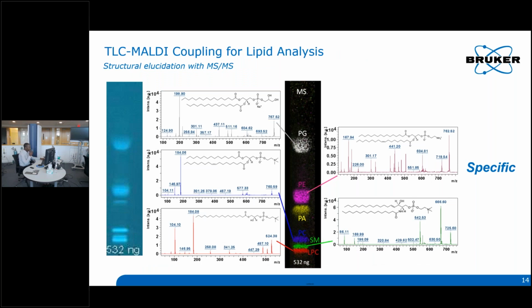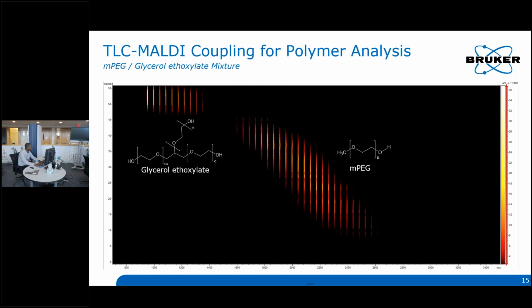Even further, you'll have the ability to select a precursor ion on each one of these components, and then perform an MS/MS experiment on it for structural elucidation, so you are more specifically confident that that's the compound that you are seeing on a TLC plate.